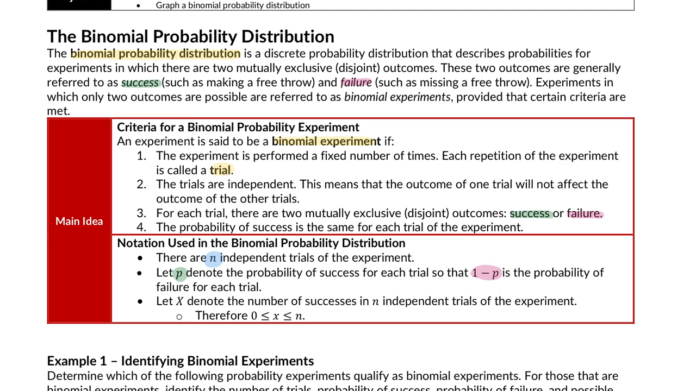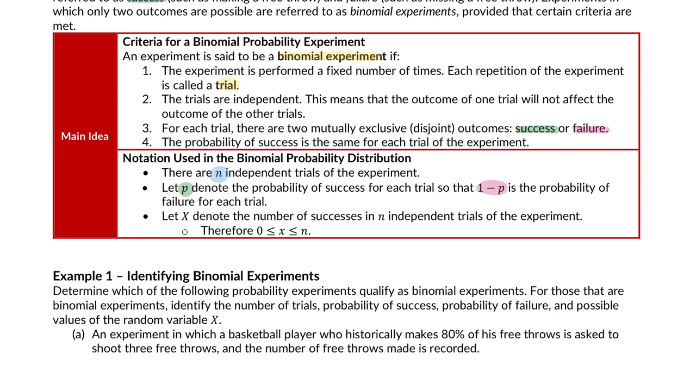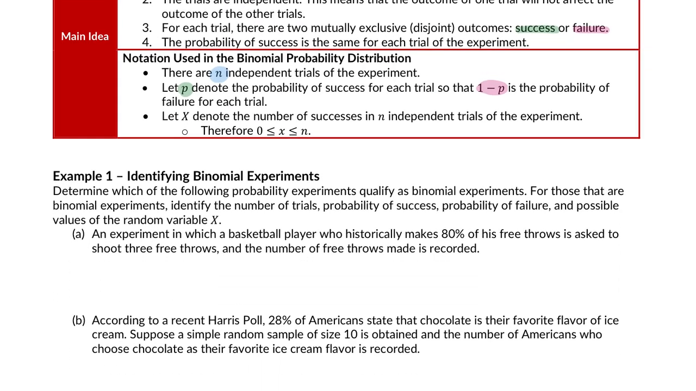So first things first, let's just make sure we understand when experiments are binomial and when they aren't by going through the 1 through 4 criteria for each of the following scenarios. And if it is a binomial probability experiment, meaning we can say yes to 1 through 4, we're also going to determine the possible values of the random variable X. So our first option is an experiment in which a basketball player who historically makes 80% of his free throws is asked to shoot 3 free throws, and the number of free throws made is recorded.